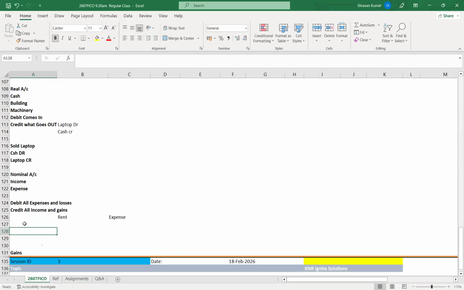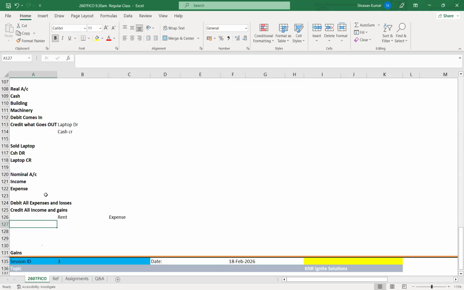Sales will be credited. No. So basically, I've told you that we will be paying a rent. Like we will be paying a rent in cash. So you said correct, rent will be debited, but what will be credited? Cash will be credited. Cash.